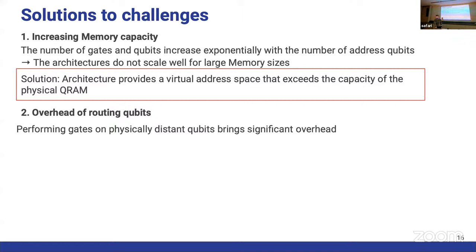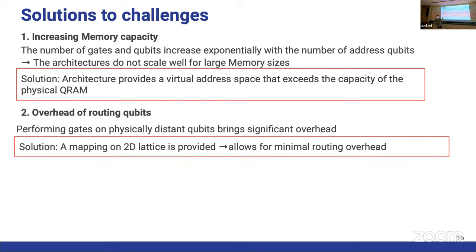Okay, the second issue is the overhead of routing qubits. Performing gates on physically distant qubits is very difficult, and we first need to bring the qubits closer to each other. This is a serious problem because the tree structure doesn't allow us to store them in a 2D space easily, because in a 2D space the distance between the qubits increases exponentially if we try to map it onto such a space.